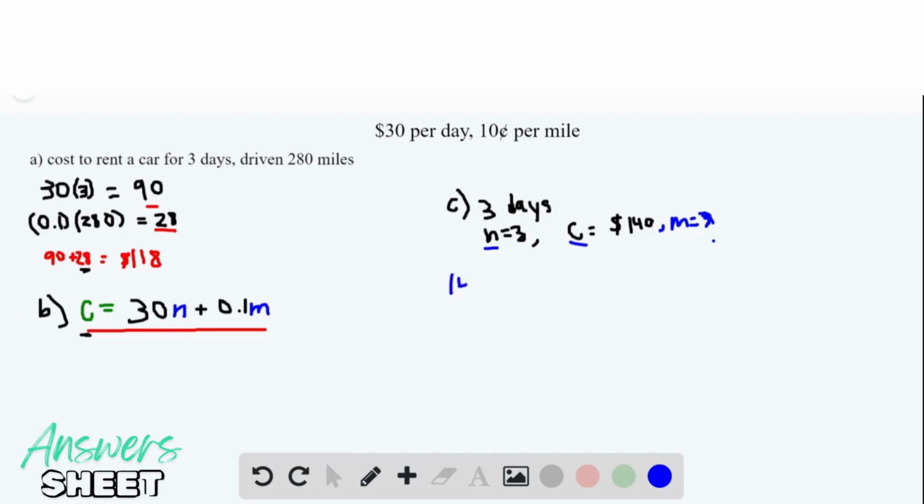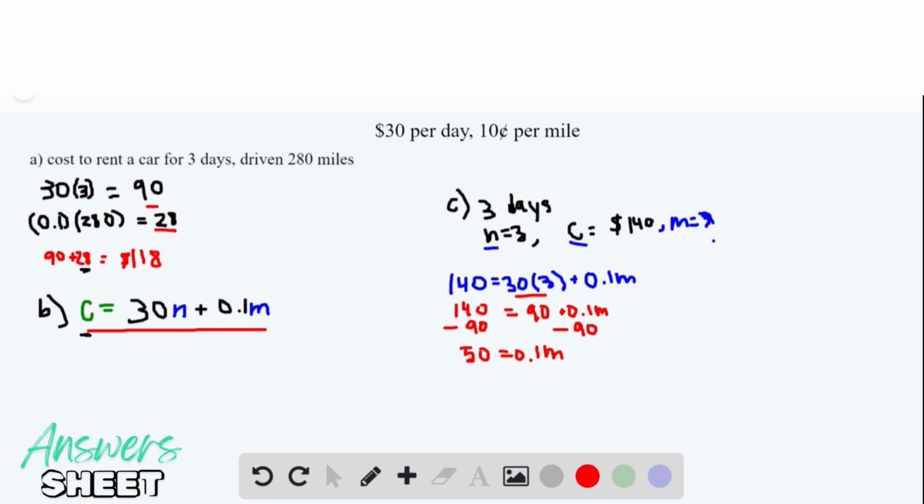So plugging it in, C equals 140. So 140 equals 30 times n, which is 3, plus 0.1 m, times the number of miles. So our first step, we're going to just simplify this term right here. So 140 equals 90 plus 0.1 m. And then we are going to subtract 90 from both sides of the equation, so that way we are moving towards isolating our m. So we're left with 50 equals 0.1 m.